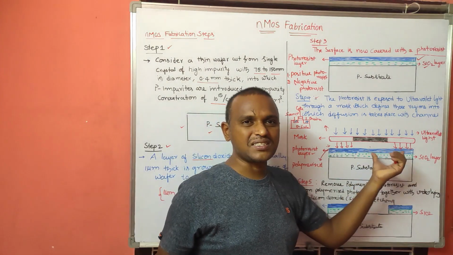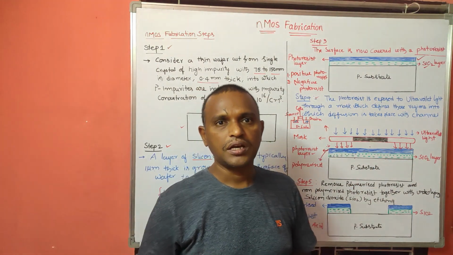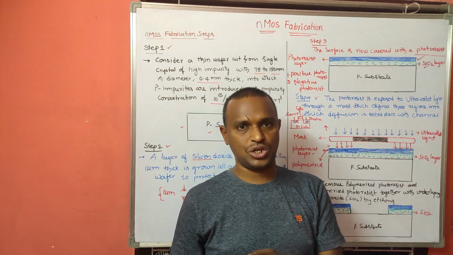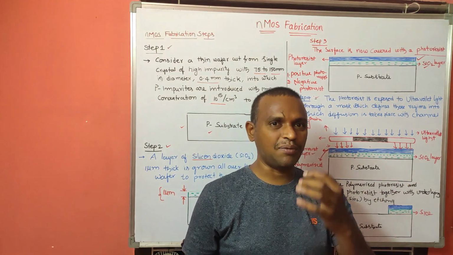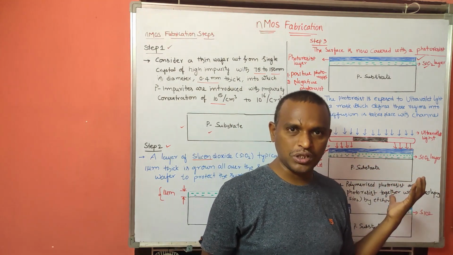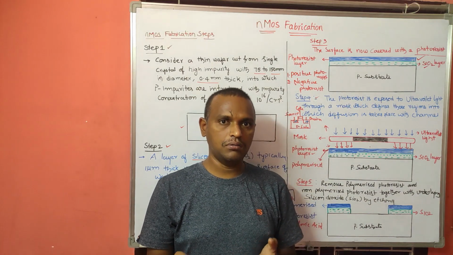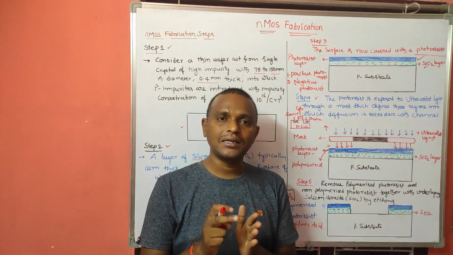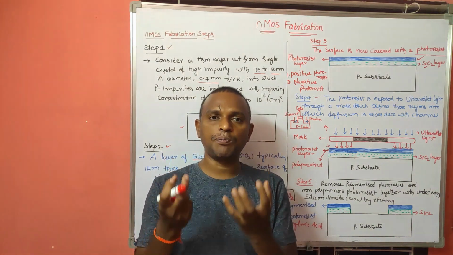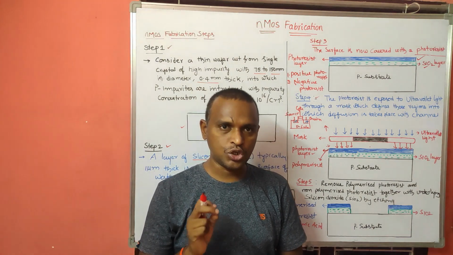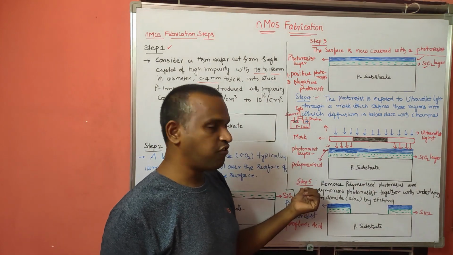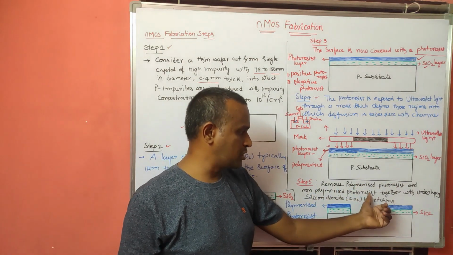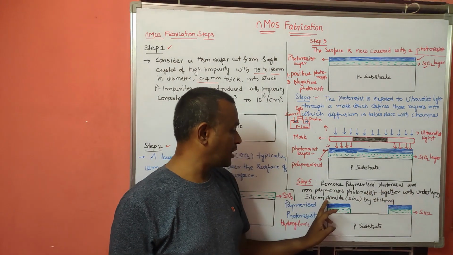This removal of unwanted material is called what? The etching process. We have already seen wet etching and dry etching, right? The same process here we are going to use to remove the polymerized photoresist, the unpolymerized photoresist, and the SiO2 under the unpolymerized photoresist. Understood this fifth step? So this is step 5: remove the polymerized photoresist and non-polymerized photoresist together with the underlying SiO2.